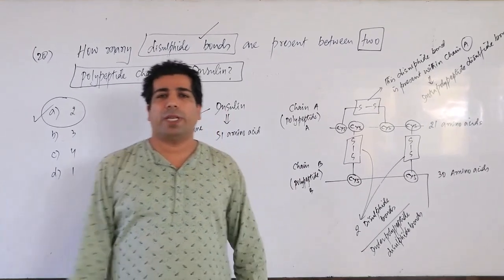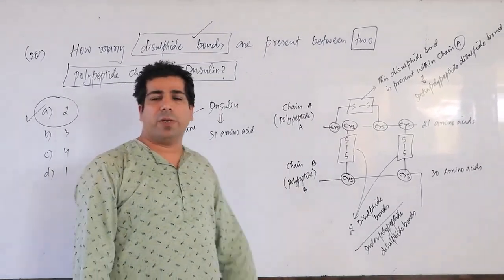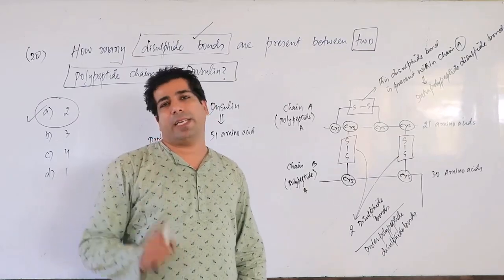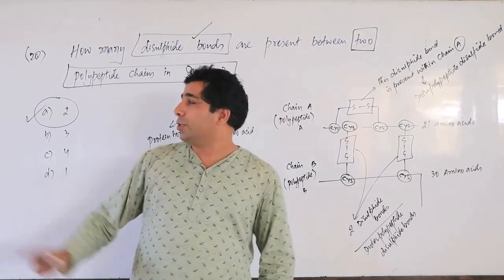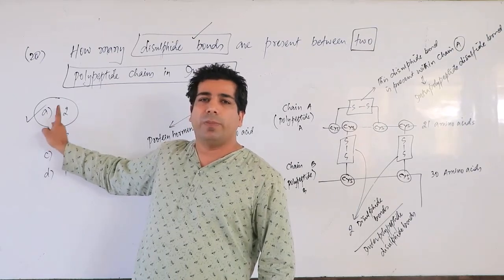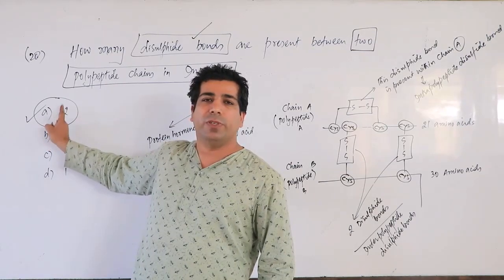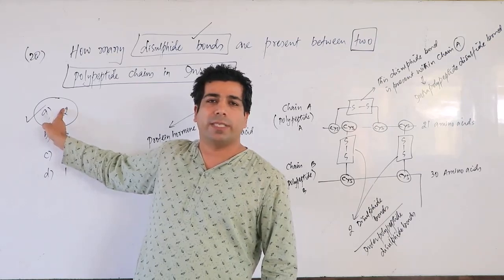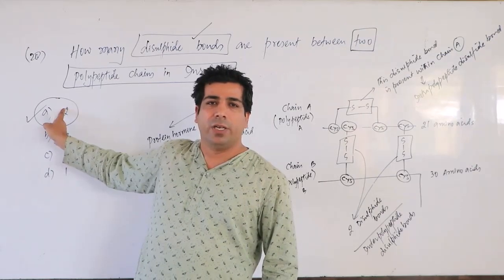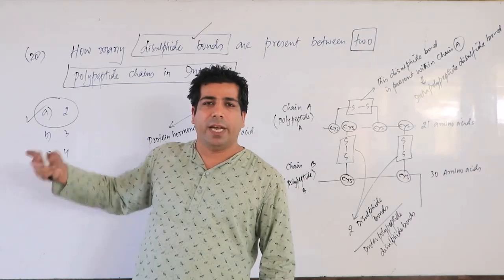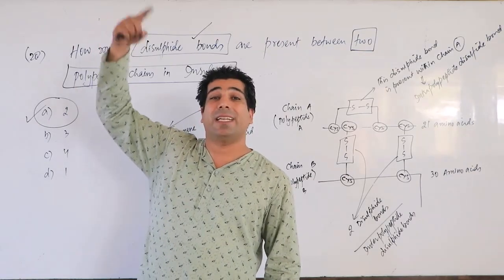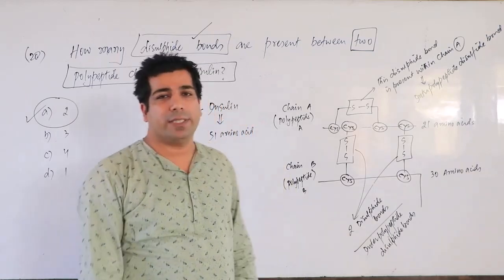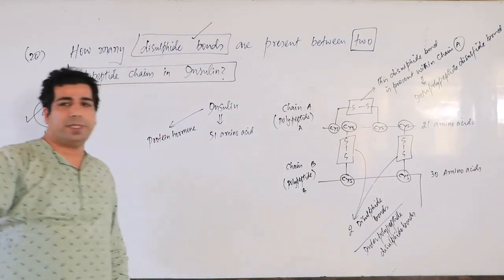Between two polypeptide chains with 21 and 30 amino acids, there are two disulfide bonds, and they are interpolypeptide disulfide bonds. Correct? So two interpolypeptide disulfide bonds are present between two polypeptide chains in insulin. Total number of disulfide bonds are 3. Two are interpolypeptide and one is intrapolypeptide, and that intrapolypeptide is present in chain A with 21 amino acids. Correct? Please have a look at this.